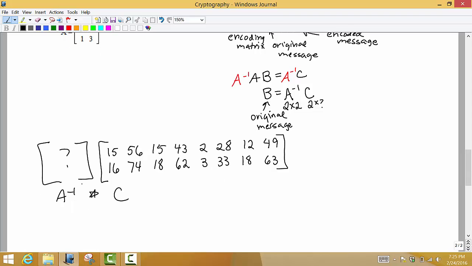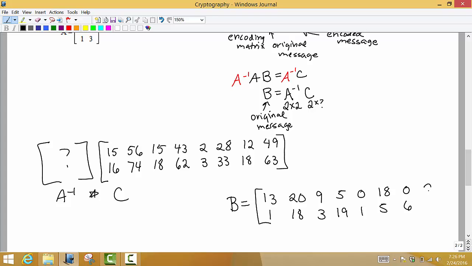And when we do that, our calculator gives us our original message. So it gives us this matrix we'll call B. And it looks like this. So we get 13 over 1. And then I get 20 over 18. 9 over 3. I get 5 over 19. 0 over 1. 18 over 5. 0 over 6. And then 21 over 14. So this is the original message that my friend wanted to send to me.